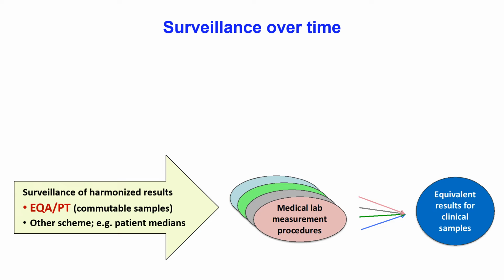The next requirement in the protocol is to specify surveillance over time to ensure the results remain harmonized. The most common use for this purpose is an EQA system or proficiency testing system using commutable samples, or other schemes, for example, based on patient median assessment, can be used among all the medical laboratory measurement procedures to confirm they continue to produce equivalent results for clinical samples.